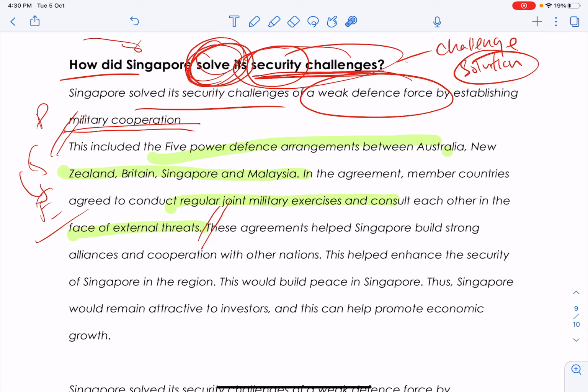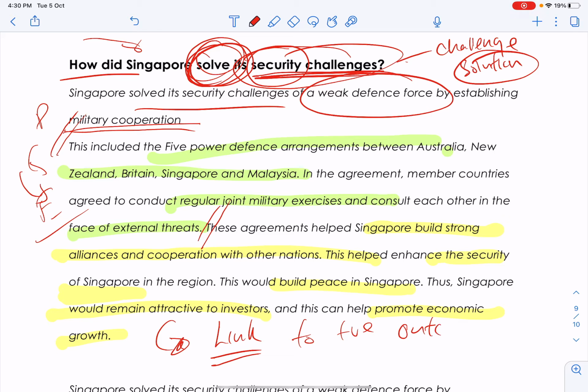Well, this helped to solve the security challenge because it would allow Singapore to build strong alliances and cooperation with other countries. So what if you have cooperation with other countries? You will enhance the security of the region. You will build peace in the region. And when you have peace, the positive impact is you will remain attractive to investors, and this will help promote economic growth. And therefore, this is how Singapore can solve its economic challenge. So when you explain, please link to a positive outcome for the country.